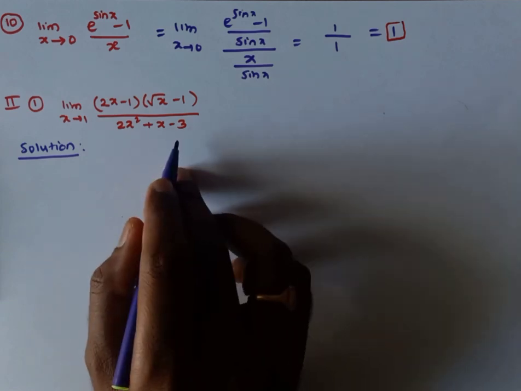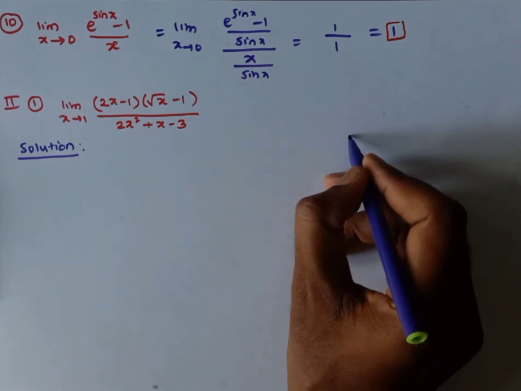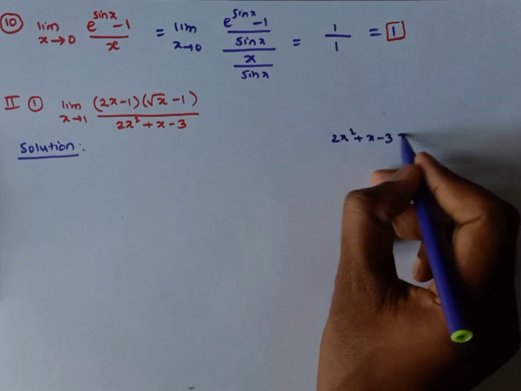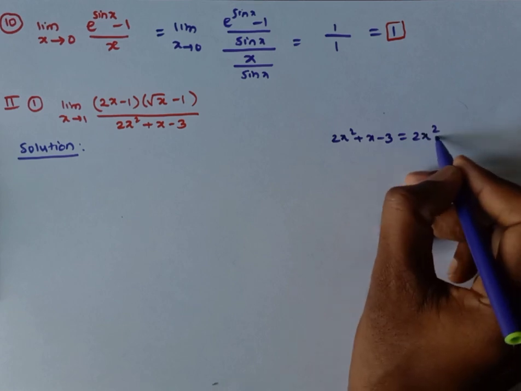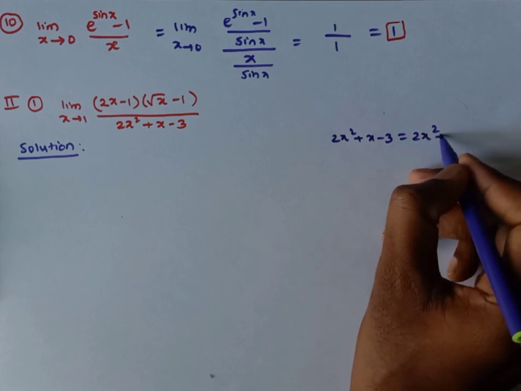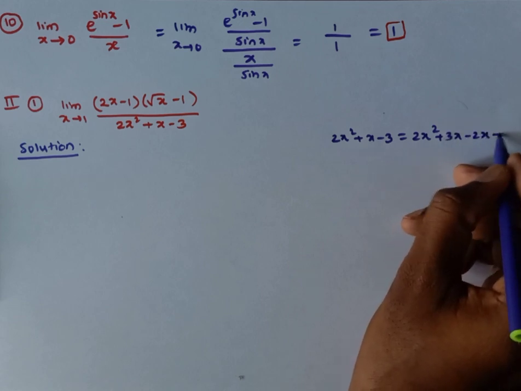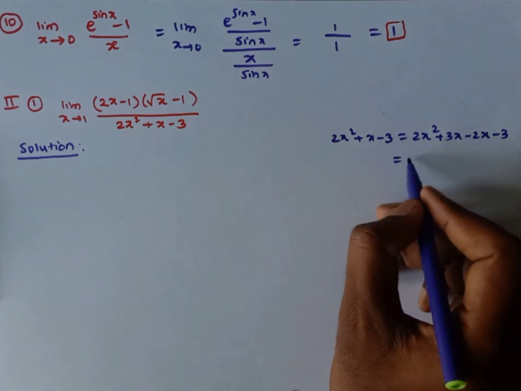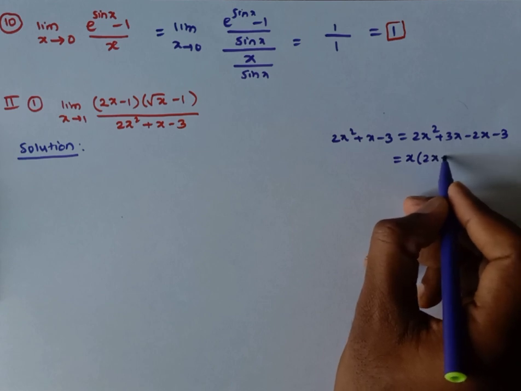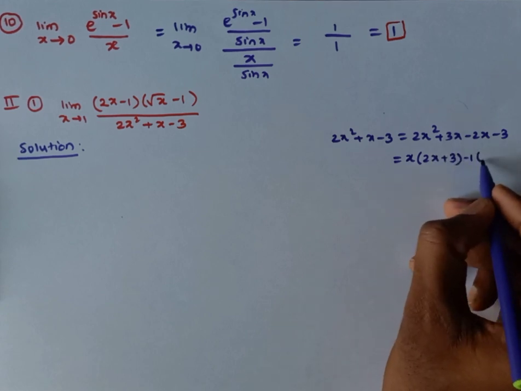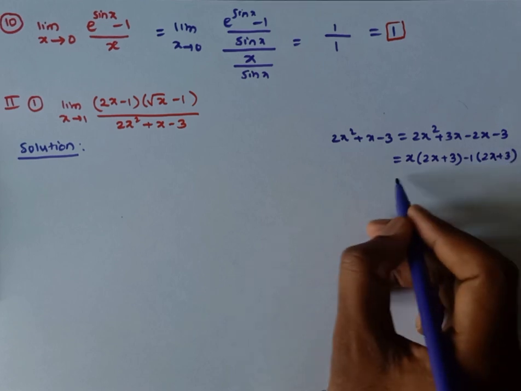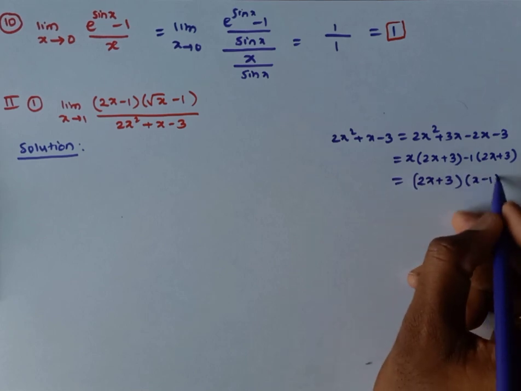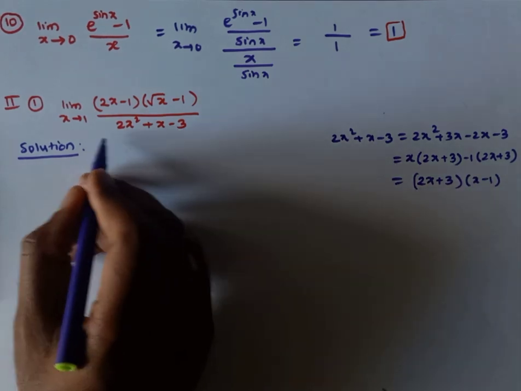It is 2 into minus 3, so minus 6. Minus 6 can be written as 3 into minus 2, so 2x square plus x minus 3 becomes 2x square plus 3x minus 2x minus 3. Now from the first two terms x is common, x times (2x plus 3), and from the last two terms minus 1 is common, so it is minus 1 times (2x plus 3). Taking 2x plus 3 as common, it is (2x plus 3) into (x minus 1). So the factors for this are (x minus 1) into (2x plus 3).